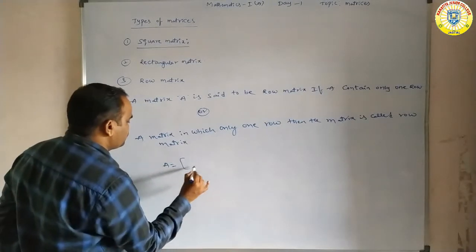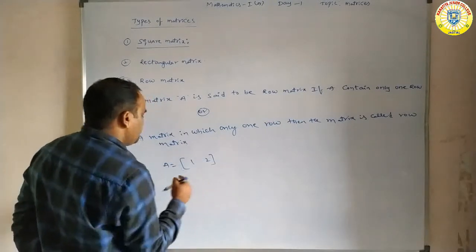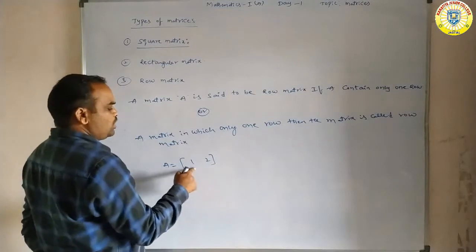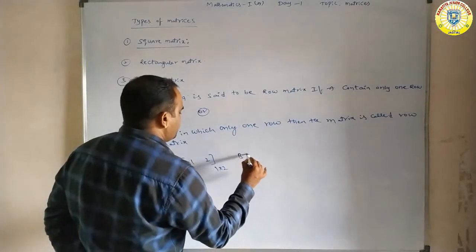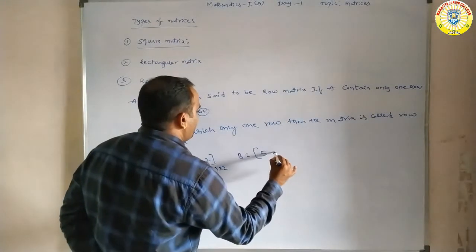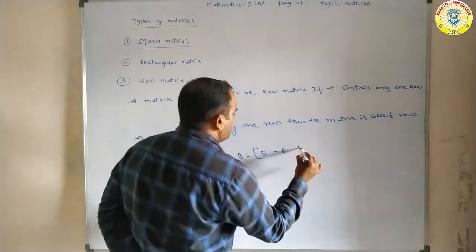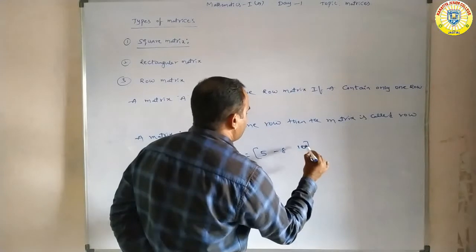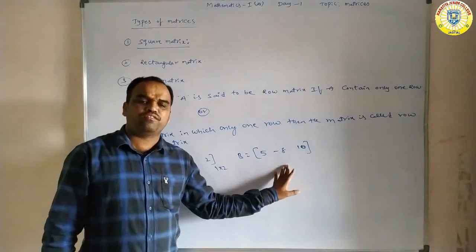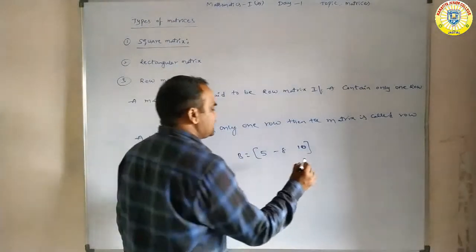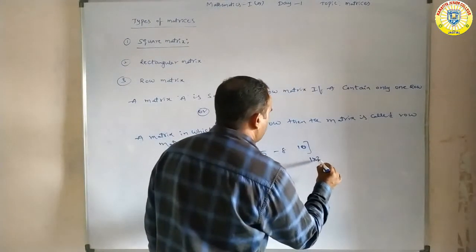Here A is equal to 1, 2. Here how many rows are there? Only one row, 2 columns. That's why this is 1 cross 2. Here B is equal to 5, minus 8, 10. In this matrix, how many rows are there? Only one row. Columns: 3 columns are there. 1 cross 3.